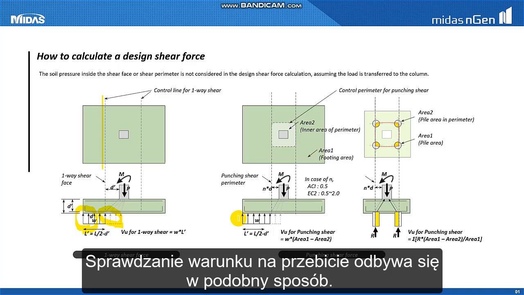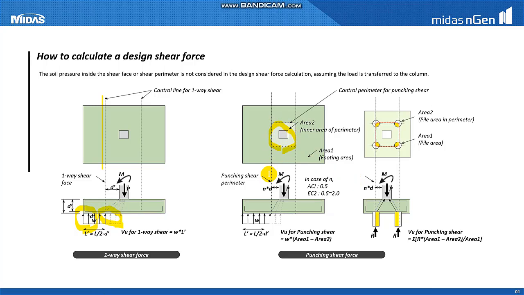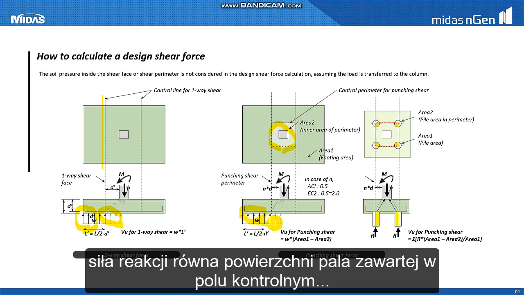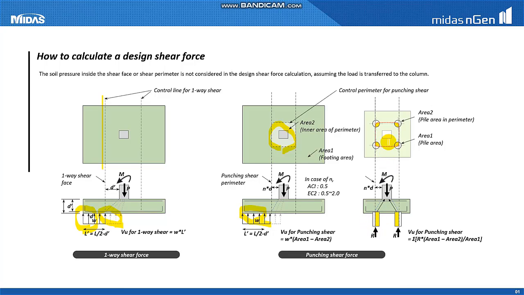The punching shear design is carried out in the same way. It reflects only the force except for the soil reaction force inside the control perimeter. Even if there is a pile, the reaction force equal to the pile area included in the control line or perimeter is ignored and reflected in the punching review.